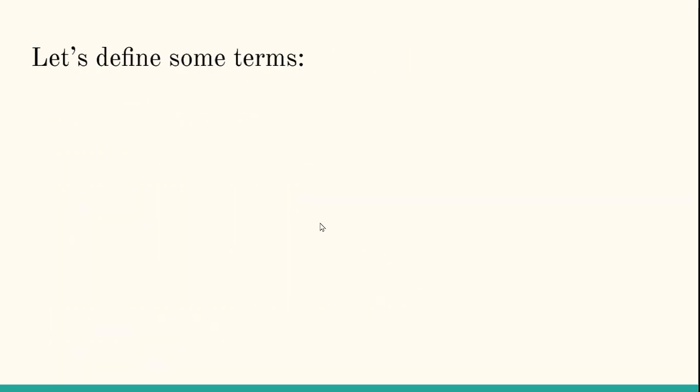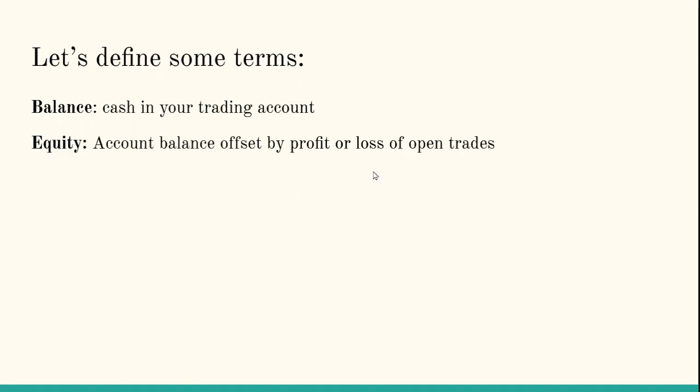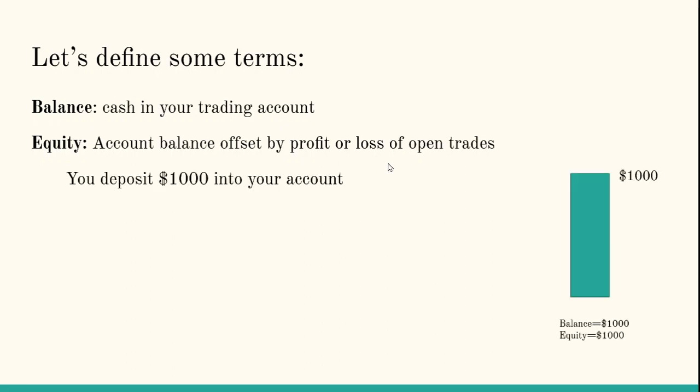So first, let's define some terms. Balance is the cash in your trading account. When you open up an account, you put some money into it. That is your balance. Equity is that account balance offset by profit or loss of open trades, and we'll be illustrating that here in a little bit. So you deposit $1,000 into your account. So our balance is $1,000. There are no trades on, so our equity is $1,000.